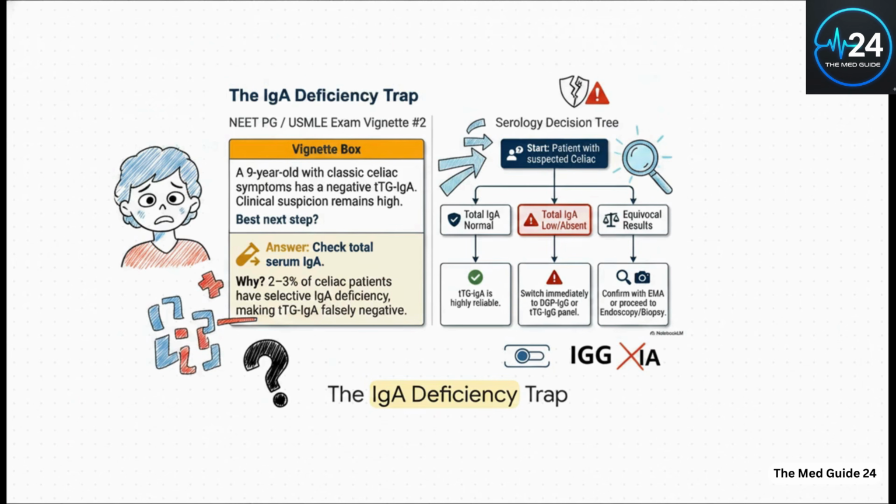Now, if you forget to order that total IgA, you are going to fall right into the IgA trap. Since 2 to 3% of celiac patients have selective IgA deficiency, you have to seamlessly switch to the IgG backup panel to avoid missing the disease entirely. This is a classic USMLE or NEET PG vignette, guys. Imagine a young patient with textbook celiac symptoms, but their tTG-IgA comes back completely negative. If you didn't check their total serum IgA, you wouldn't realize their body simply cannot make IgA antibodies at all. You have to immediately switch your panel to deamidated gliadin peptide IgG or tTG-IgG to find the hidden disease.